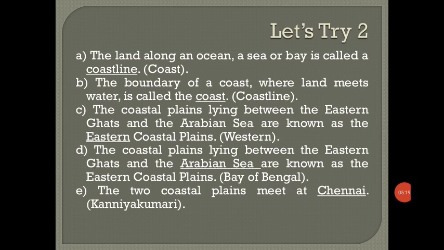Listen to me carefully, everyone. I repeat once again. The coastal plains lying between the Eastern Ghats and the Arabian Sea are known as the Eastern Coastal Plains. So you have to underline Eastern and write here Western. And next, the coastal plains lying between the Eastern Ghats and the Arabian Sea are known as the Eastern Coastal Plains. So you have to underline Arabian Sea and write here Bay of Bengal.